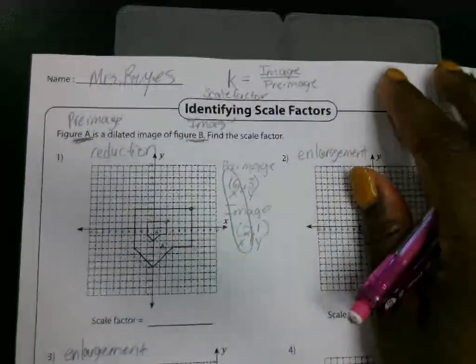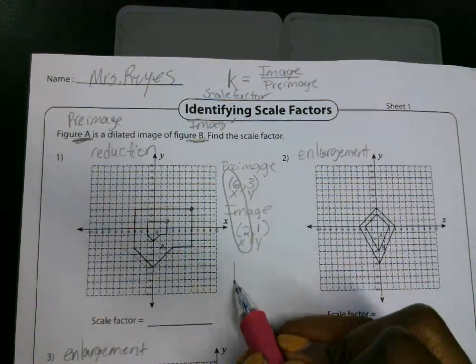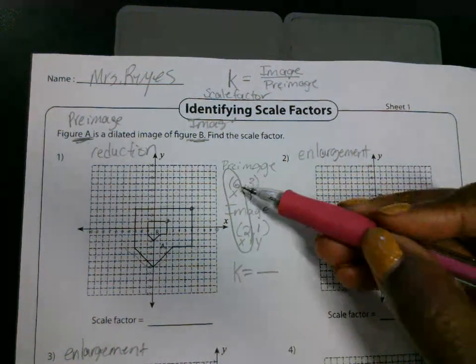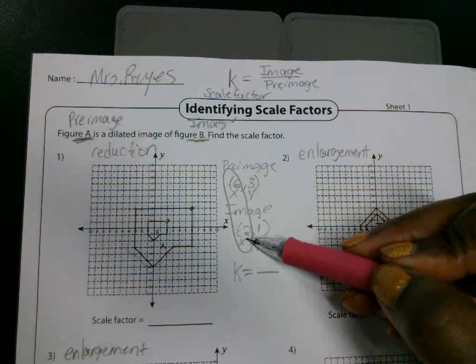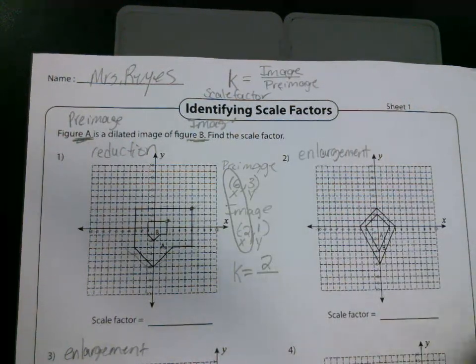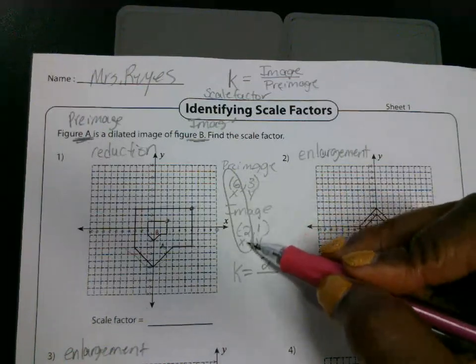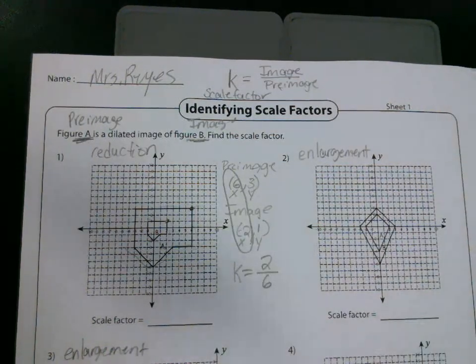And now I'm going to use my formula, image over pre-image. So for K, which one of these numbers is the image? 6 or 2? 2. Which one of these numbers is the pre-image? 6.